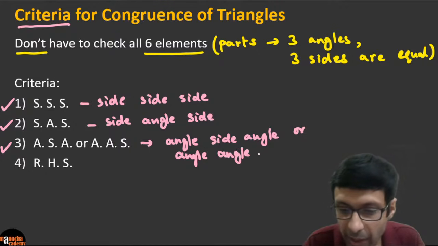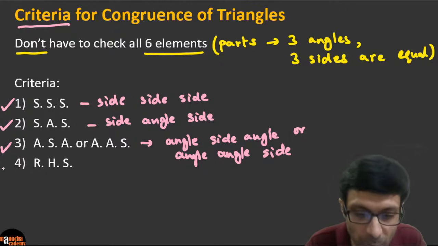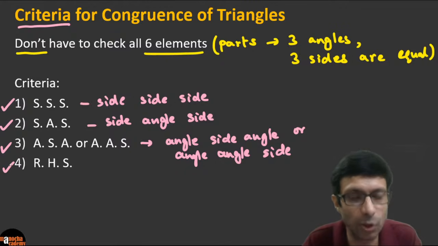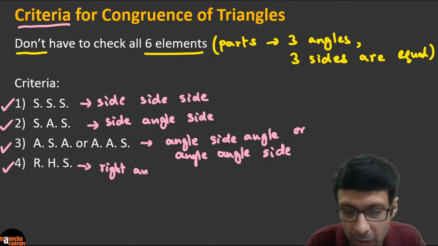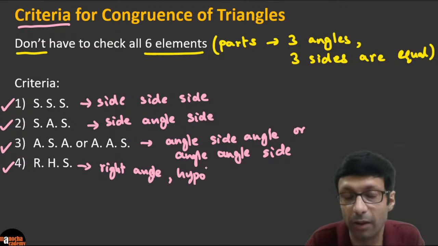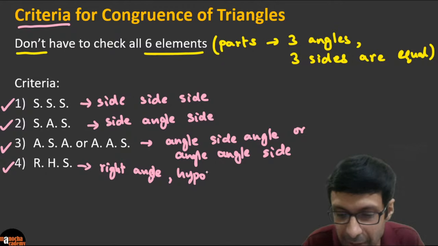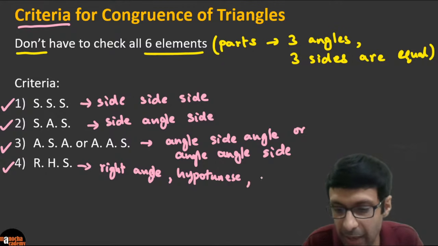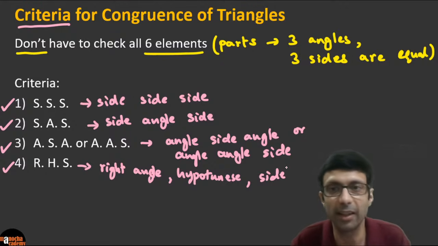Angle side angle or angle angle side. So that's another criteria where basically 2 angles are given and a side. And the last one, very good. Guys, what is the last one? It's basically RHS. You have the right angle, so you have right angle, the hypotenuse is equal. So this is for right angle triangles. It's specific to right angle triangles, which means they have a 90 degree angle. So right angle, hypotenuse is equal, and the side is equal. If these 3 things match for 2 triangles, then we can say they are congruent.